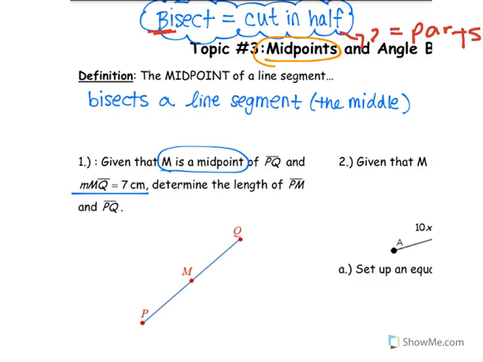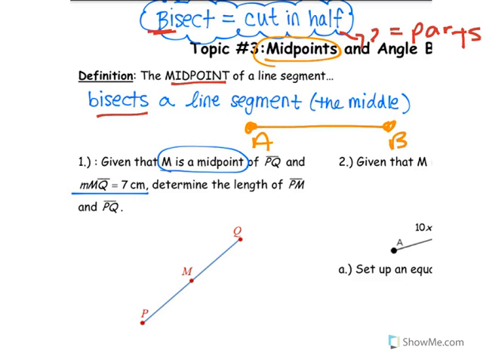So when we look at the definition of a midpoint, the definition says the midpoint of a line segment bisects the line segment. So basically it's cutting it in half. It's the middle point. So let's draw a picture to see if this makes more sense. Let's draw a line segment. Right, let's say that's AB.